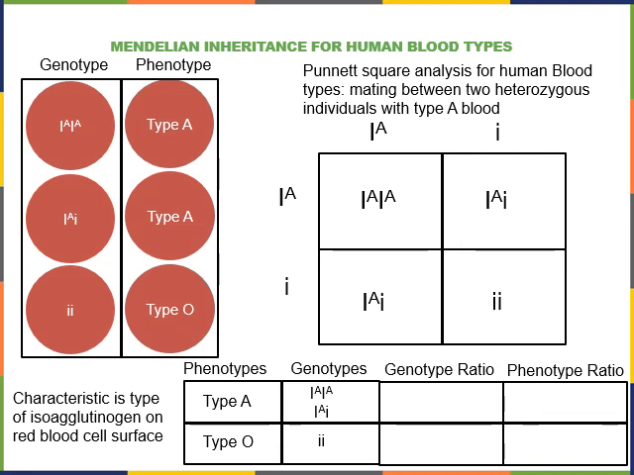And so the genotype ratio is 1:2:1, or 25% homozygous dominant, 50% heterozygous, and 25% homozygous recessive. Then the phenotype ratio is 3:1. That is 75% would have type A blood and 25% would have type O blood.